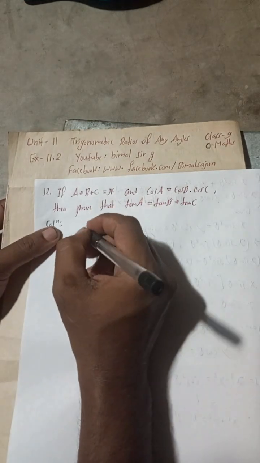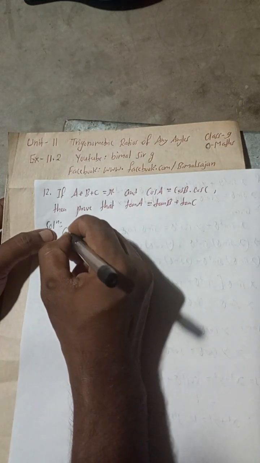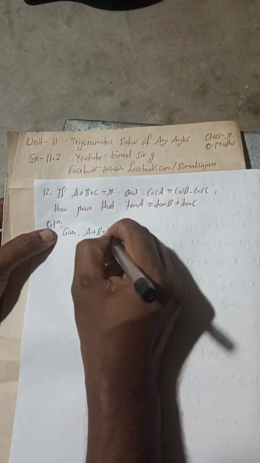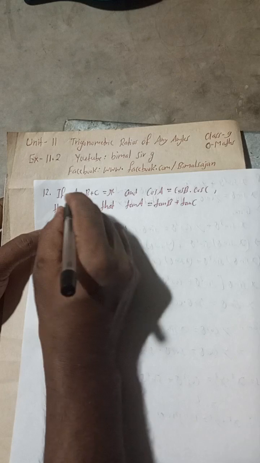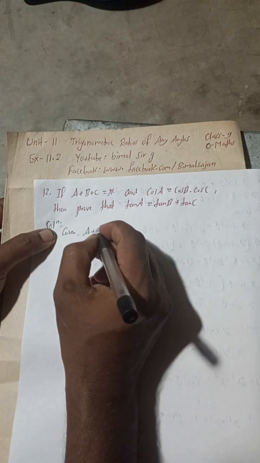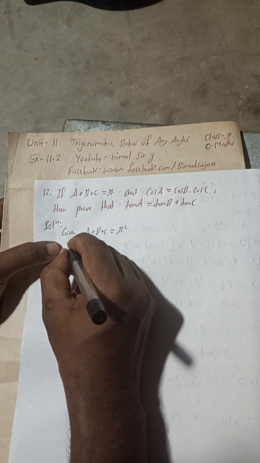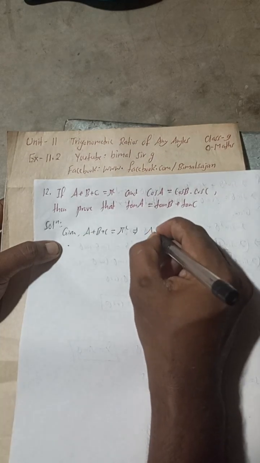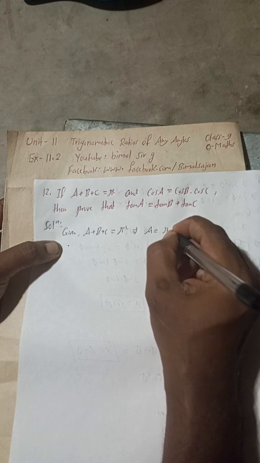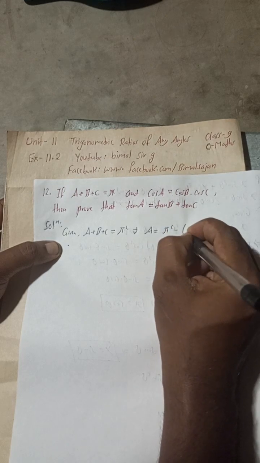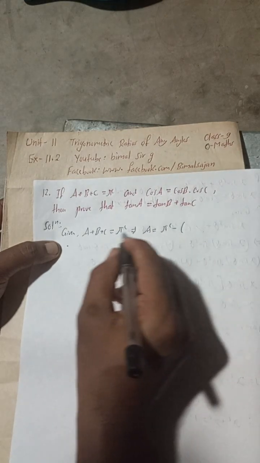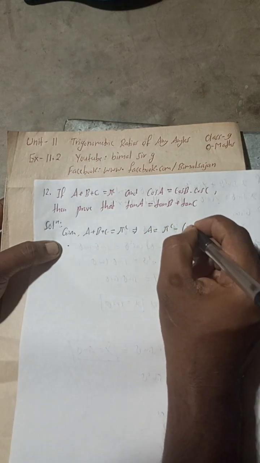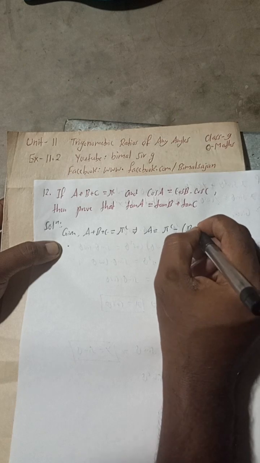Given a plus b plus c is equal to pi radian. Now here we will write, this implies that a is equal to pi radian minus, in bracket, b plus c.